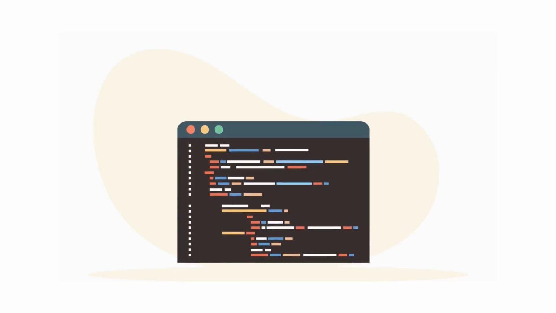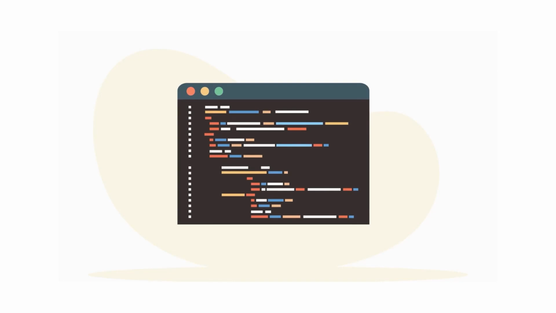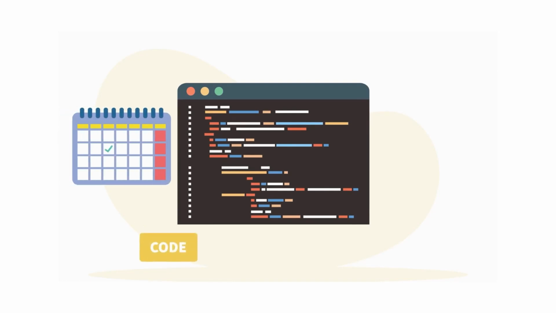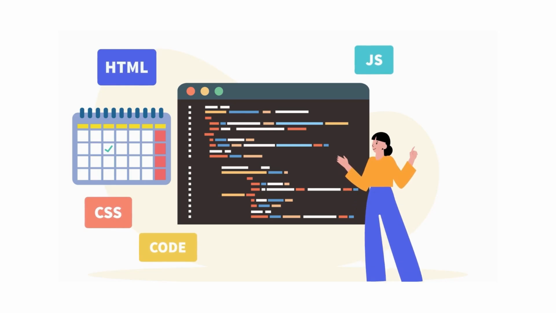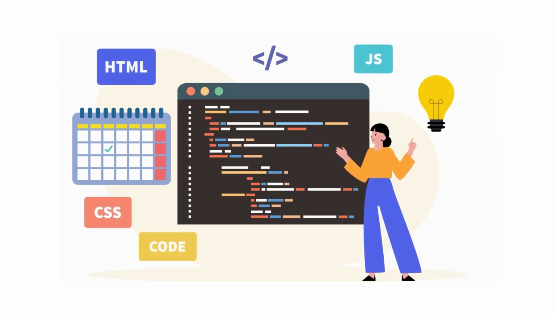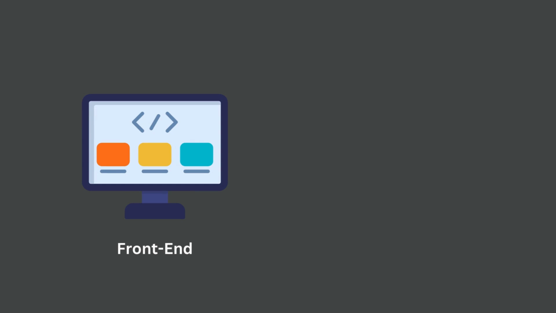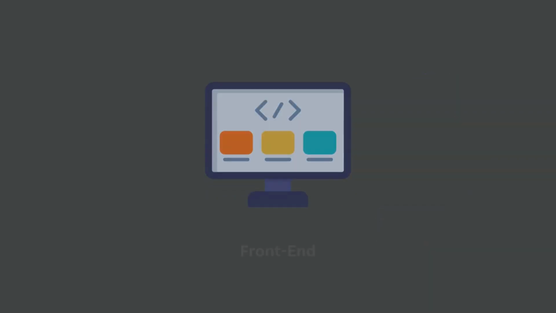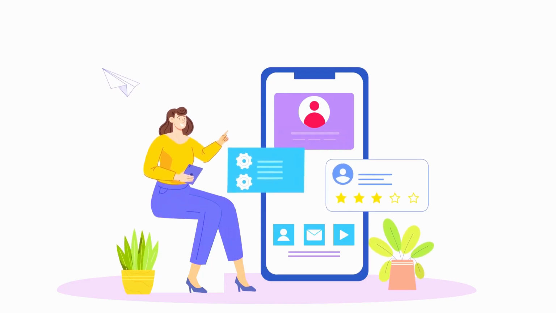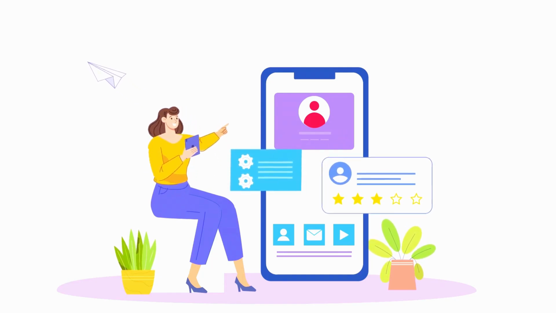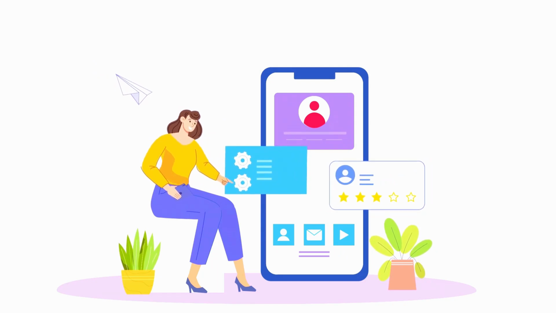What exactly is the term web development? Web development is the process of creating websites and applications for the internet. It encompasses various aspects, including web design, web content development, client-side, server-side scripting, and network security configuration. Web development can be divided into two main categories: front-end and back-end. Front-end development. Front-end development is all about what you see and interact with on a website. Think of it as the face of the website.